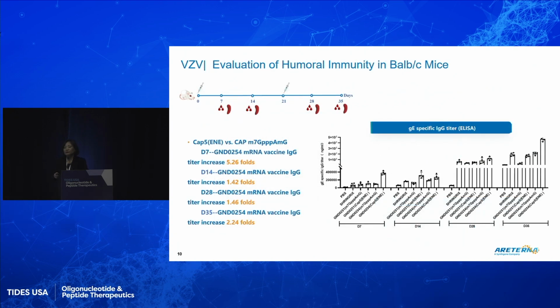And then we did injection in mice. Those are IM injections at day 0 and day 21. And then we collected either blood or splenocytes at 4 different time points. The data you're looking at is basically the GE-specific IgG by ELISA, so that is humoral immunity.